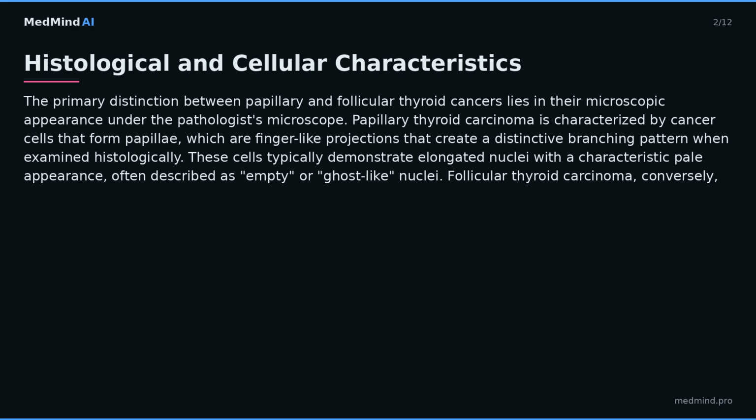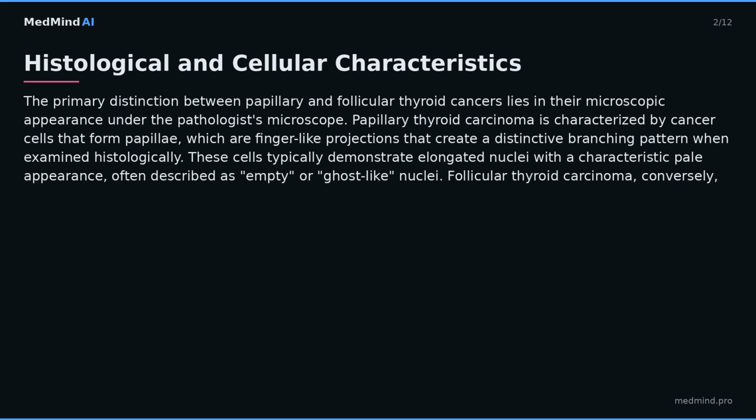Histological and cellular characteristics. The primary distinction between papillary and follicular thyroid cancers lies in their microscopic appearance under the pathologist's microscope. Papillary thyroid carcinoma is characterized by cancer cells that form papillae, which are finger-like projections that create a distinctive branching pattern when examined histologically. These cells typically demonstrate elongated nuclei with a characteristic pale appearance, often described as empty or ghost-like nuclei.